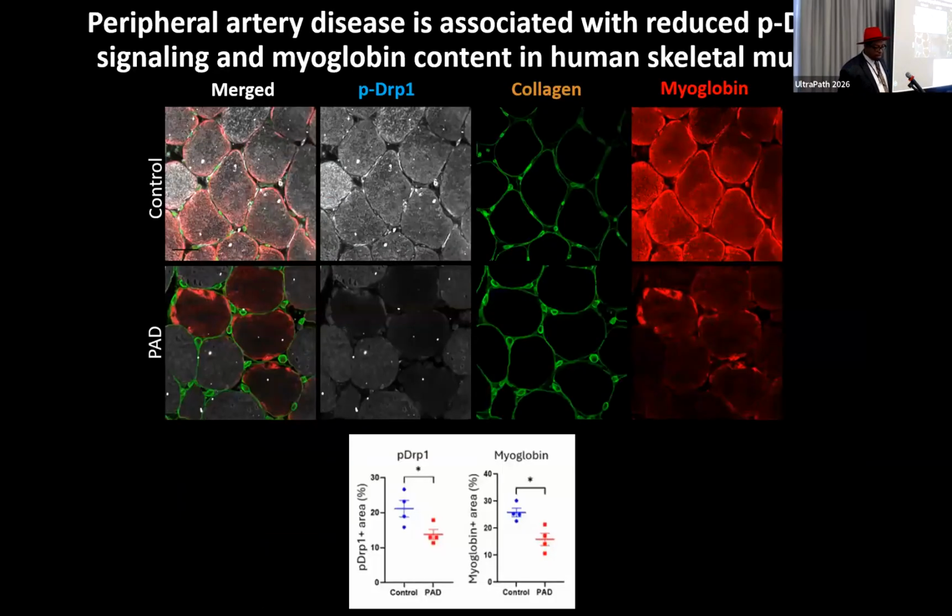But the point here is that when you have peripheral artery disease, there's a reduced staining of mitochondrial proteins, in particular DRP1, that are associated with an increased severity of PAD. So this is just a snapshot. I'm happy to talk after about this.